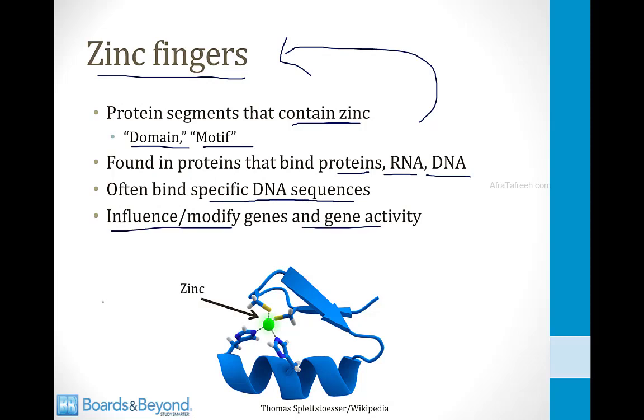And this is a picture of a 3D representation of a zinc finger. You can see that zinc is in the middle of it. And this could go and bind to a bigger section of a DNA strand and activate a particular gene or deactivate a particular segment of that gene. And that concludes our module on other vitamins.